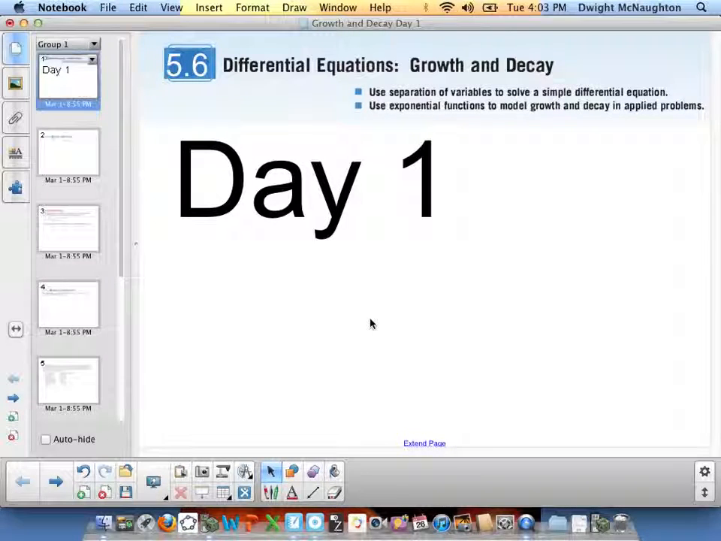Chapter 5.6, Differential Equations, Growth and Decay, Day 1.